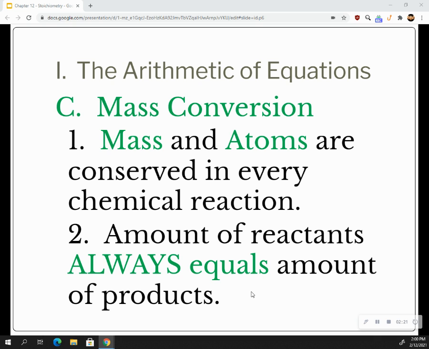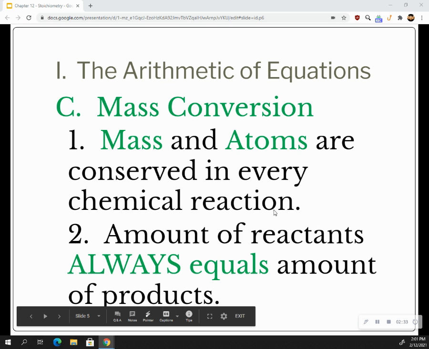So this just tells us the arithmetic of our equations. This tells us that things are going to balance on both sides. We know this when we balance our equations. Going into the math of it is the next section, and we'll talk more about that tomorrow.